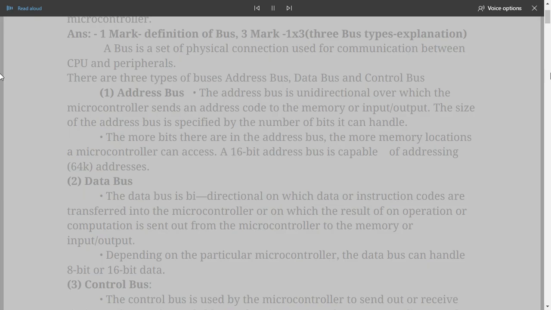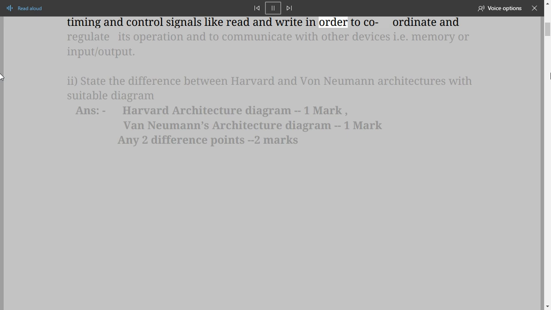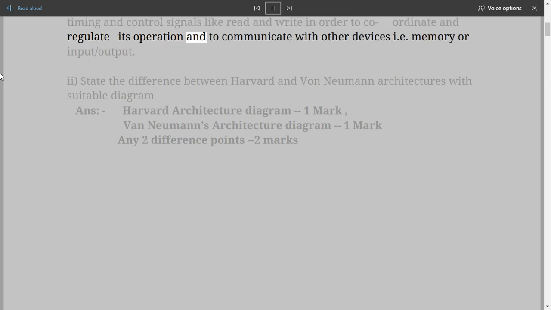2. Data bus. The data bus is bi-directional, on which data or instruction codes are transferred into the microcontroller, or on which the result of an operation or computation is sent out from the microcontroller to the memory or input/output. Depending on the particular microcontroller, the data bus can handle 8-bit or 16-bit data. 3. Control bus. The control bus is used by the microcontroller to send out or receive timing and control signals like read and write in order to coordinate and regulate its operation, and to communicate with other devices, i.e. memory or input/output.